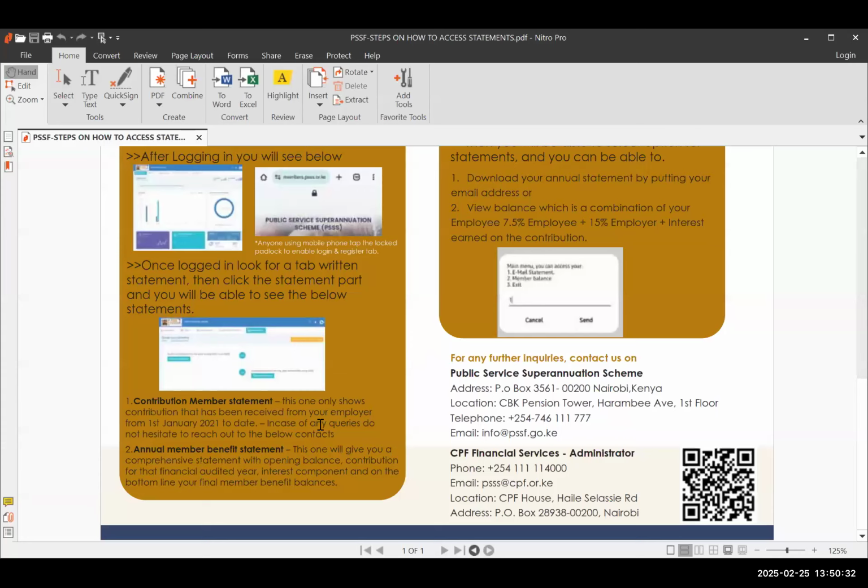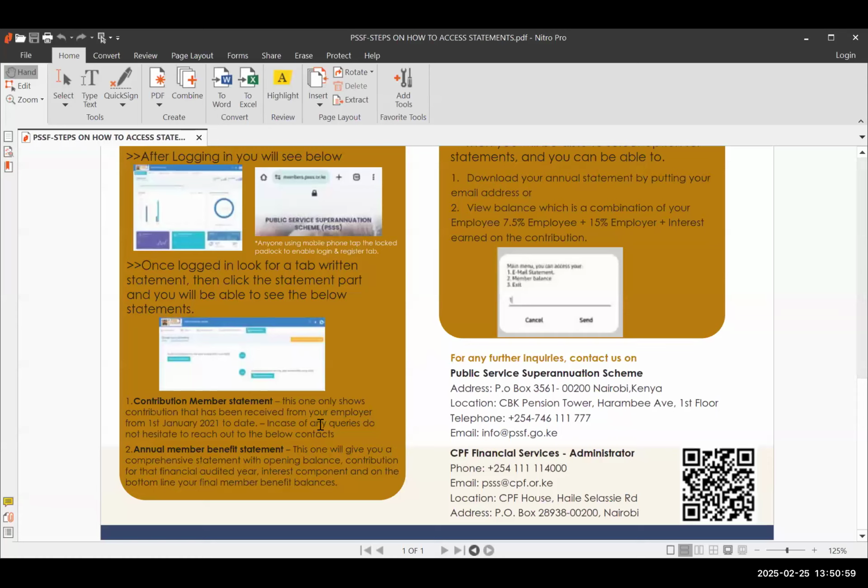But again, you can also get the annual member benefit statement, which will give you a comprehensive analysis of your opening balance, contribution for that particular audited financial year, and the interest component. In this case, if you're looking at 2024, for the period ended June 2024, you'll be able to see the return of 11.9% and the final member closing balance.